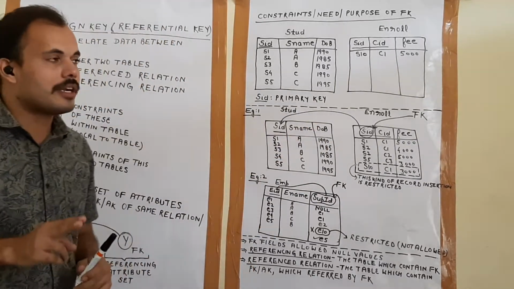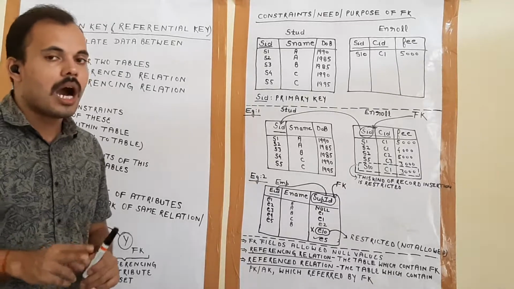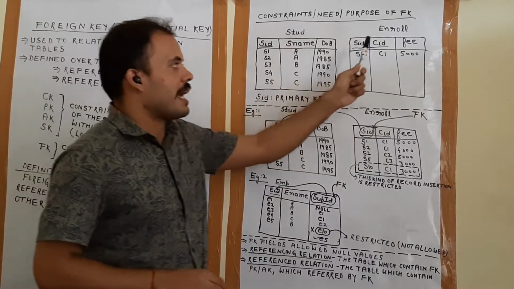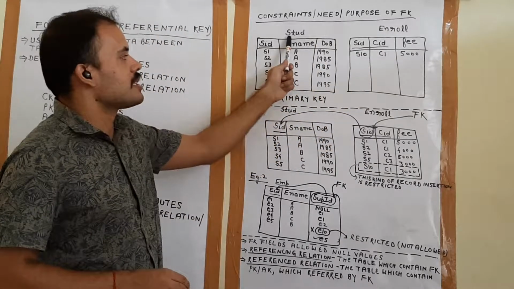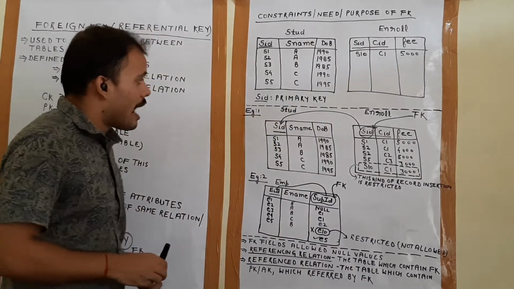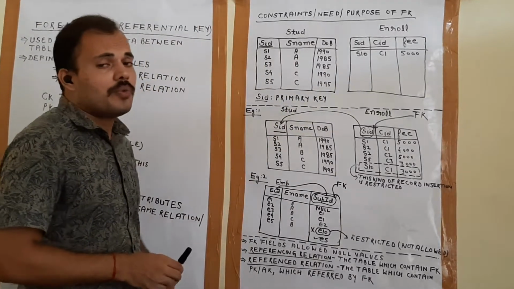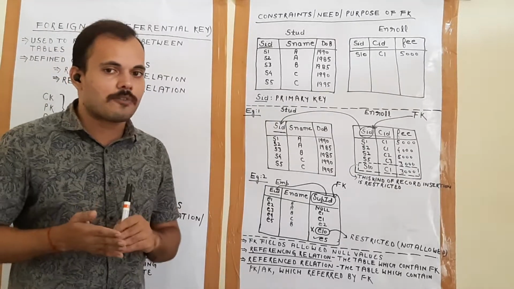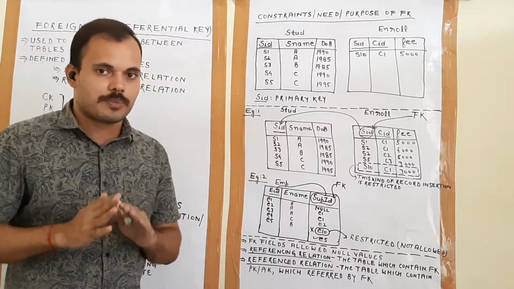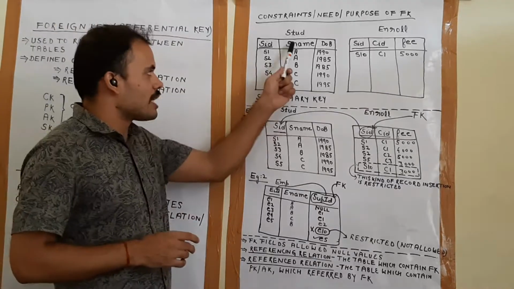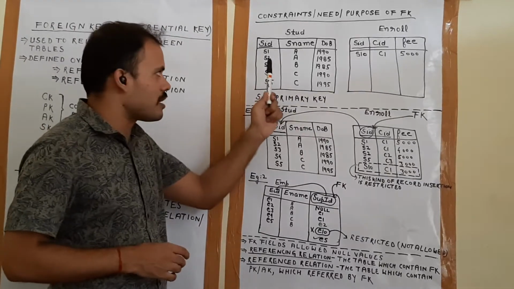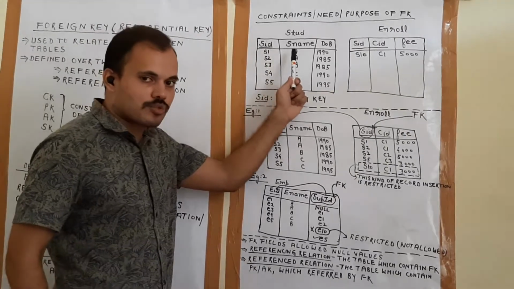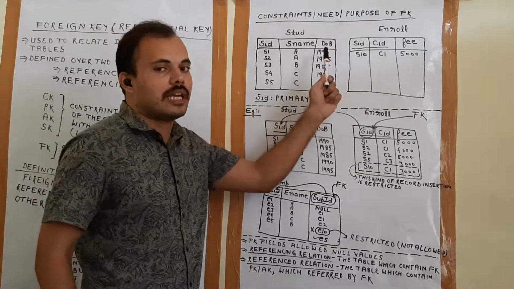We have two RDBMS tables. First is the student table and second is the enrollment table. In the student table, we have three attributes or fields. As we know, column names are known as attributes or fields. The student table has three attributes: first is SID, student ID; second is name, student name; and third is DOB, date of birth.